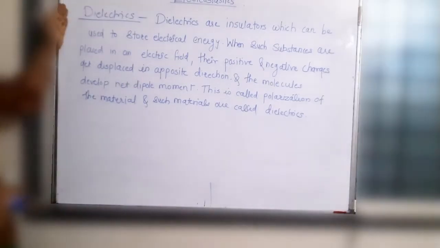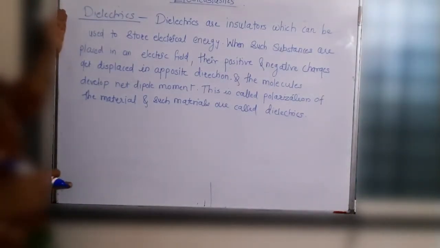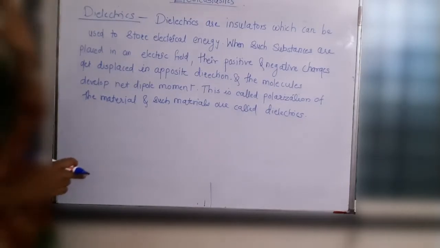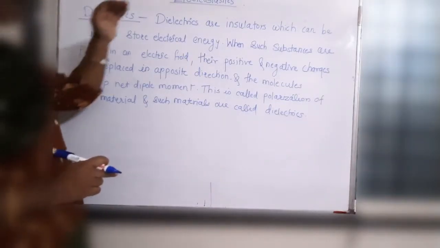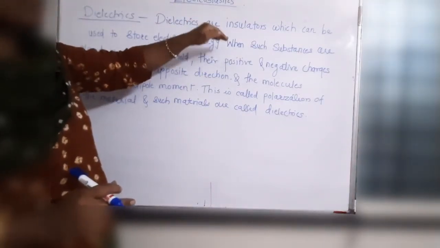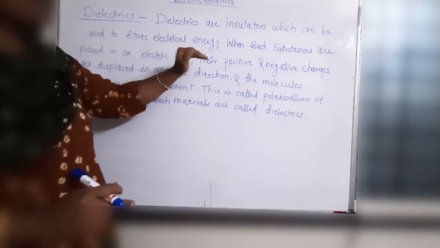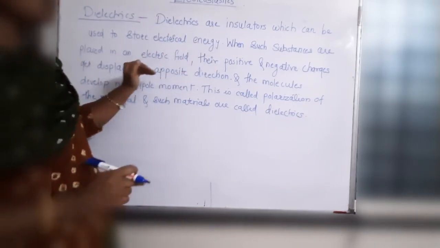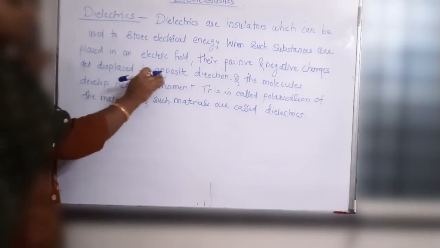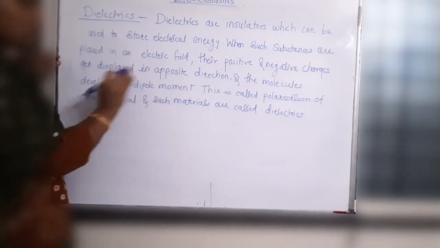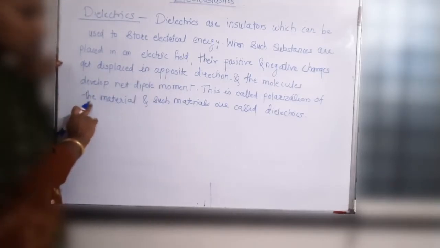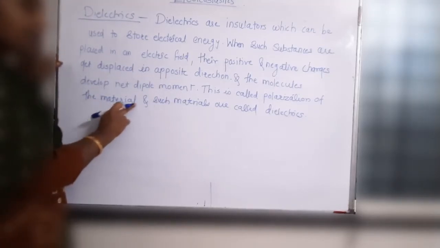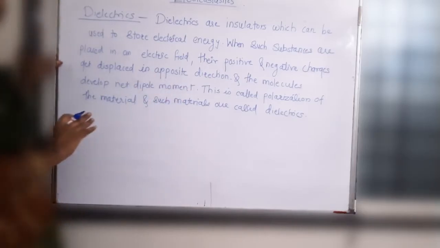Here we know that dielectrics are insulators, and they store electrical energy. When these dielectrics are placed in an electric field, the positive charge and negative charge are displaced in opposite directions, and the molecules develop a net dipole moment. This is called the polarization of the material, and such materials are called dielectrics.